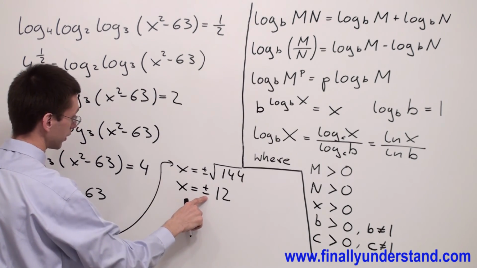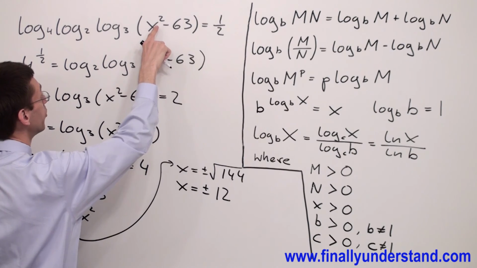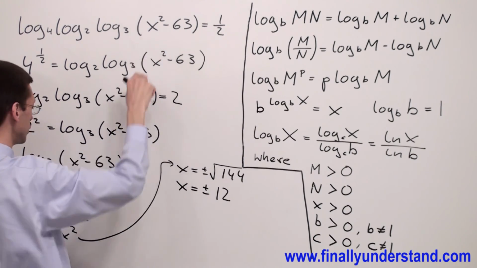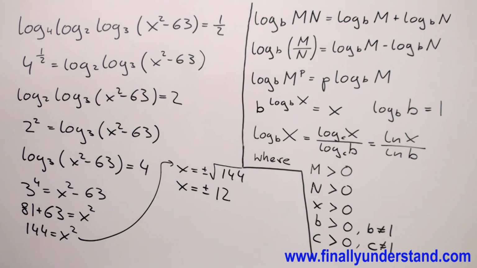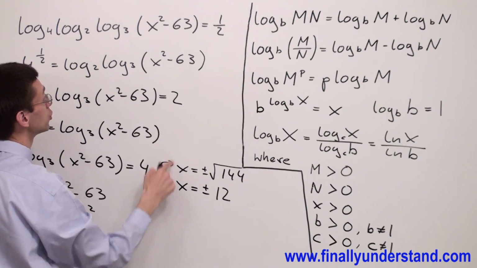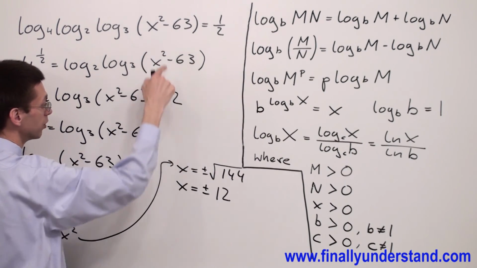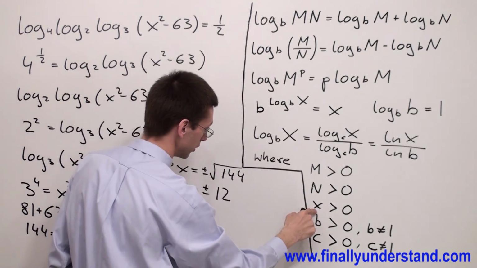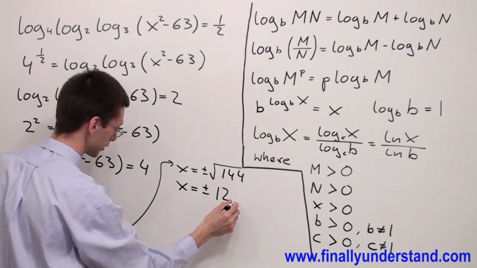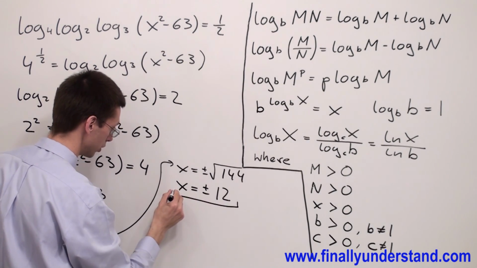And negative 12 raised to the second power is going to give me 144 minus 63, which is going to give me also a positive number. It's going to give me 81. So the domain in both cases is going to be positive. So if the domain is greater than 0, both answers are correct in this case. So this is the solution to my problem.